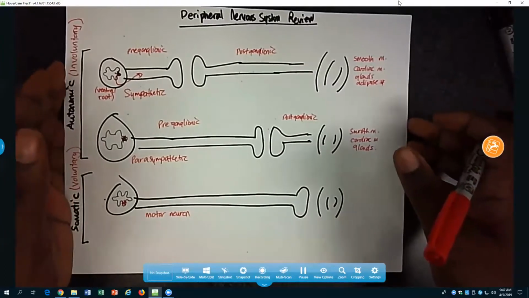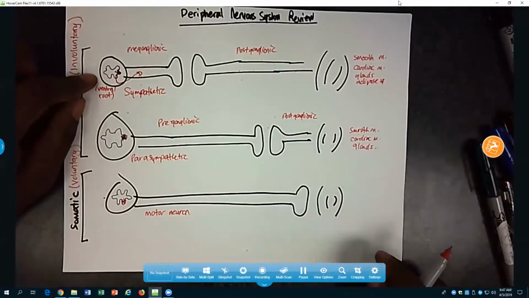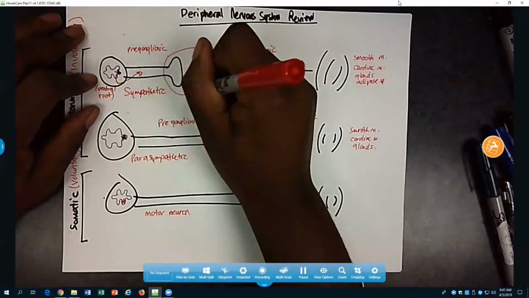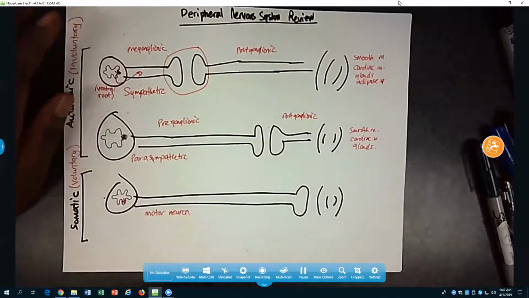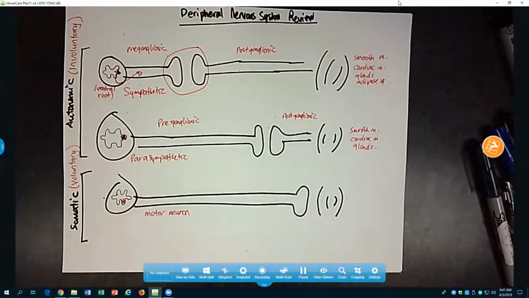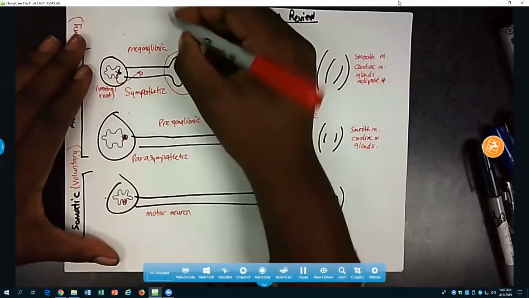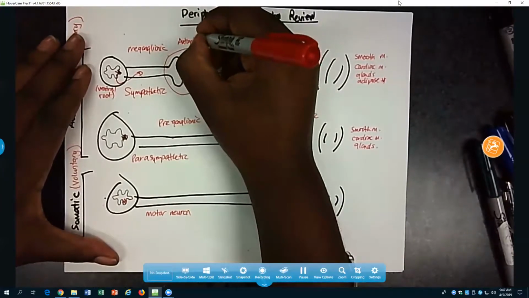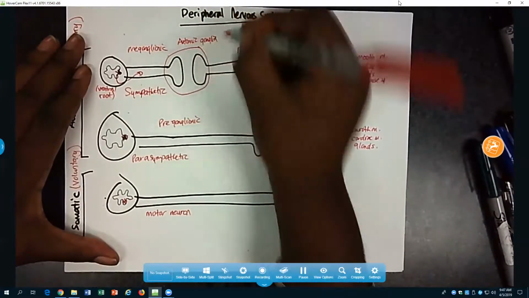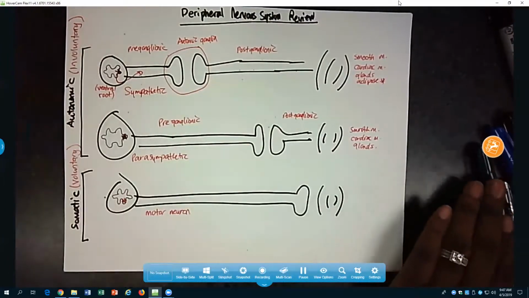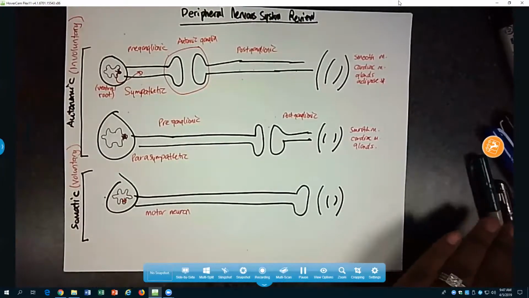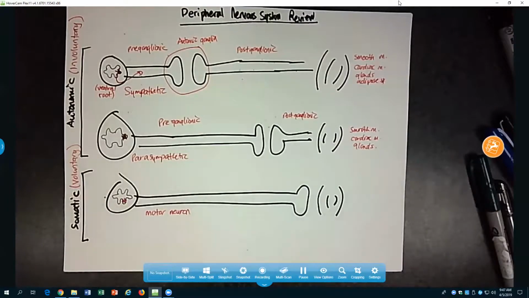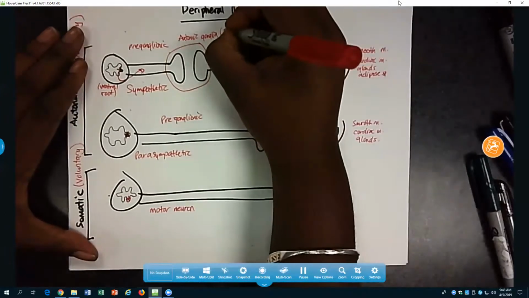Now let's talk about the sympathetic nervous system. What do we call this region here, where the preganglionic neuron synapses onto the postganglionic neuron? We call this an autonomic ganglia, right? This is an autonomic ganglia. And a collection of these in the sympathetic system is called what? That collection? The sympathetic chain, correct, the sympathetic chain.